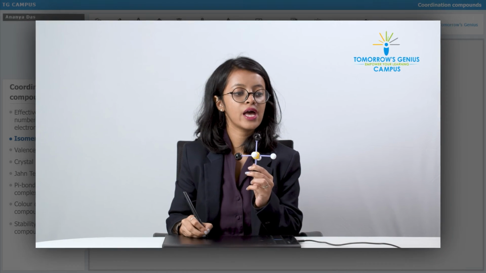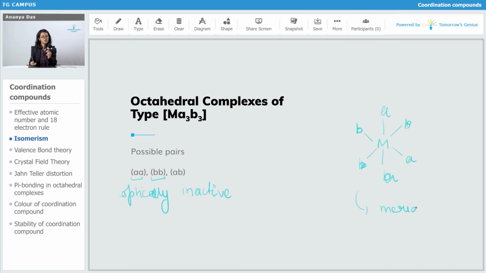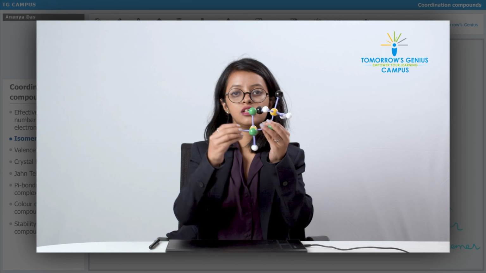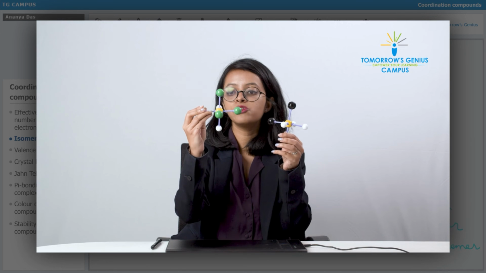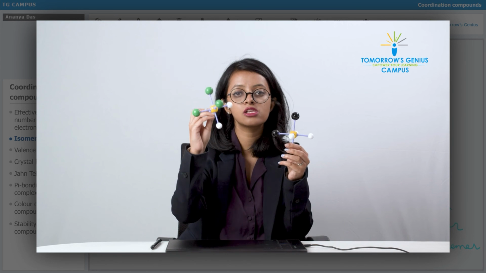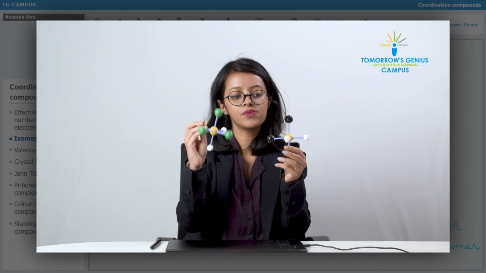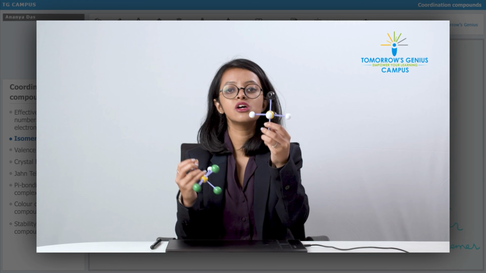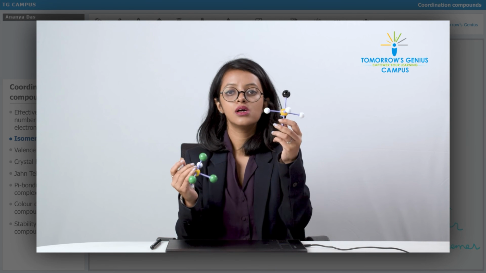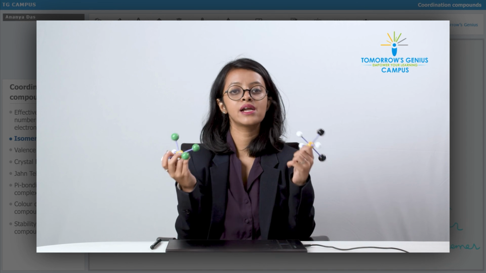So this is known as a meridional isomer, or in a short form it's known as the MER isomer. If you compare it with the FAC isomer, in case of the FAC isomer, the three ligands, even if you talk about the green ones or the white ones, all of the three of them are not on the same plane. At least one of the ligands is on a different plane. In the case of a MER isomer, all three of the same ligands are on the same plane. So this is the difference between a FAC isomer and a MER isomer.